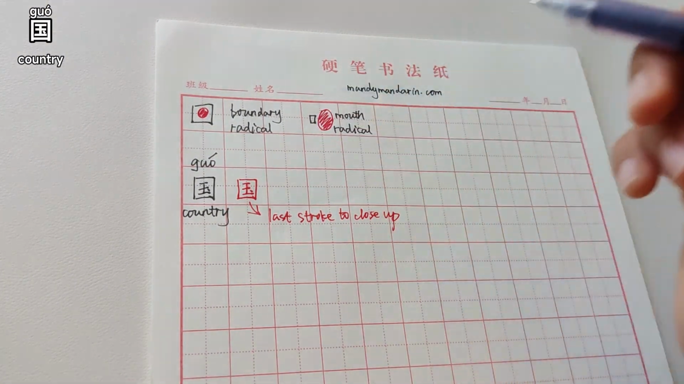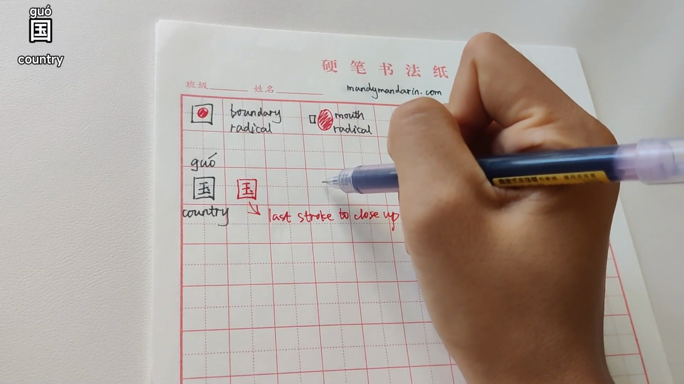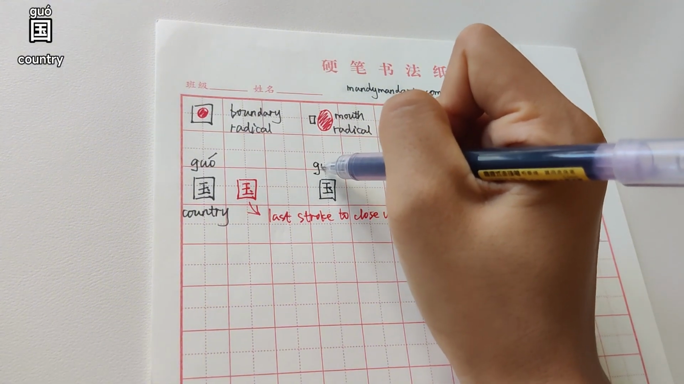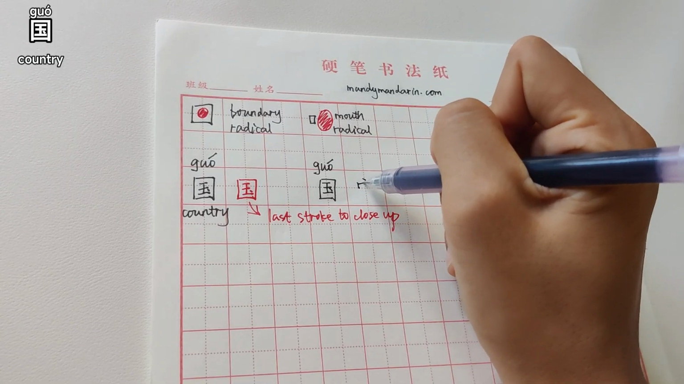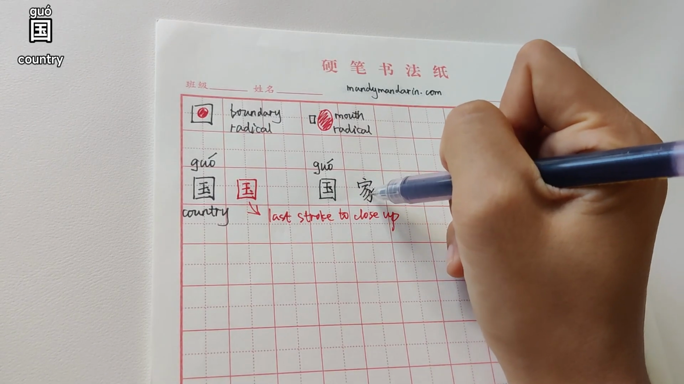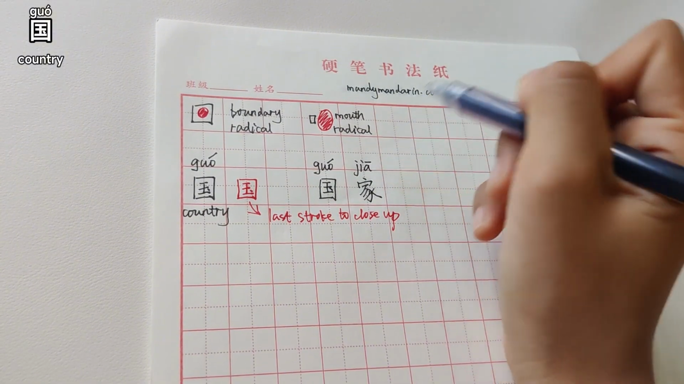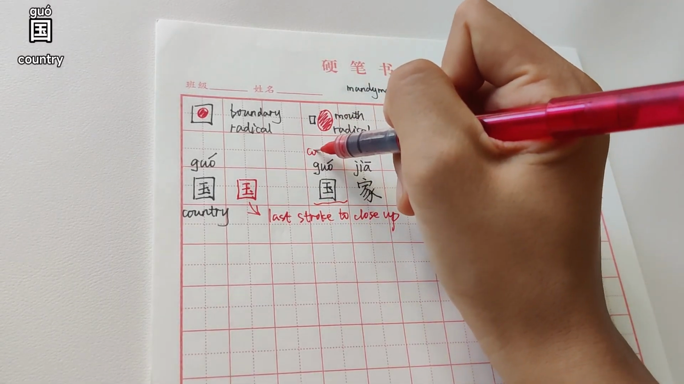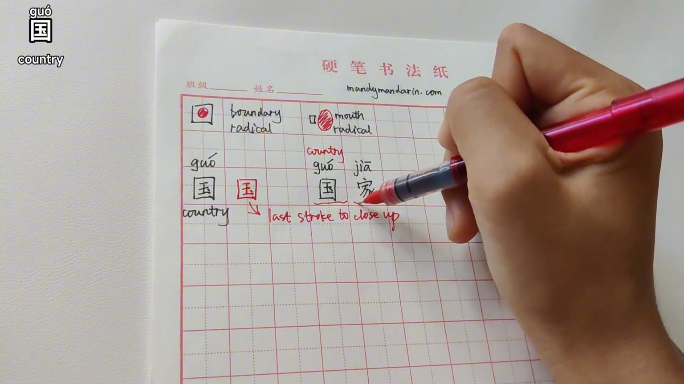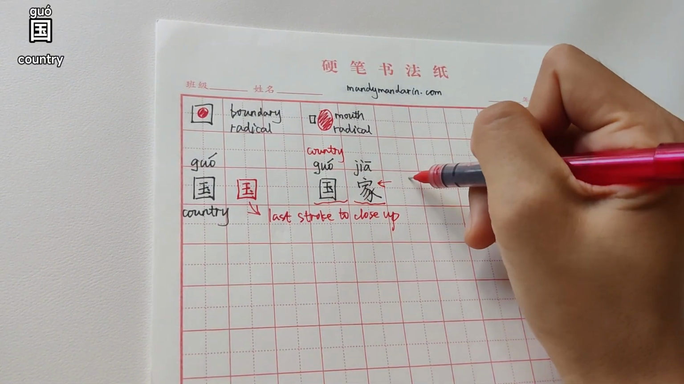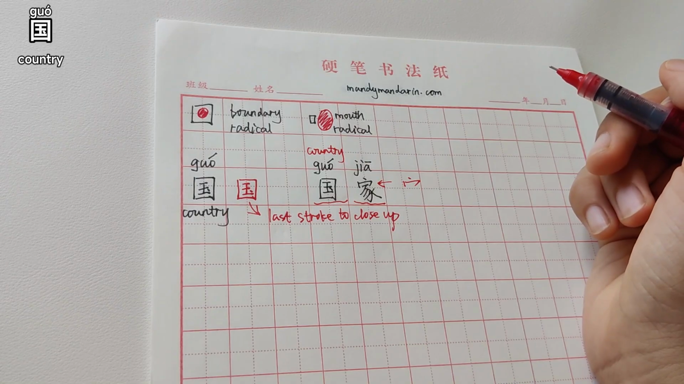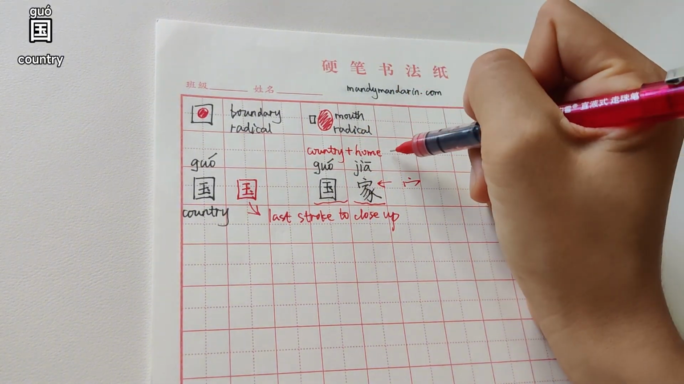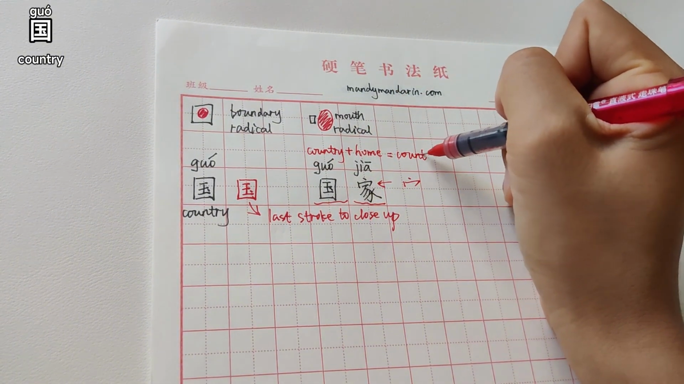Okay, so now let's get to some words with the 国. The first one, 国家. The 国 is country. Let me put it here. The 家, as we learned in the rooftop radical, is home. So country, home, finally it just means country.